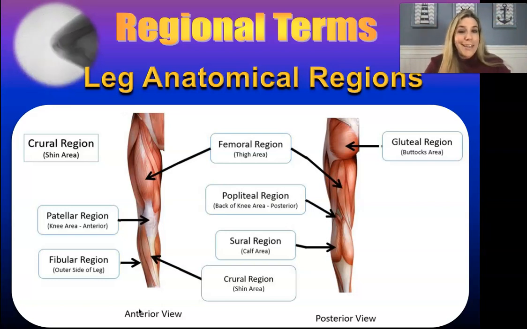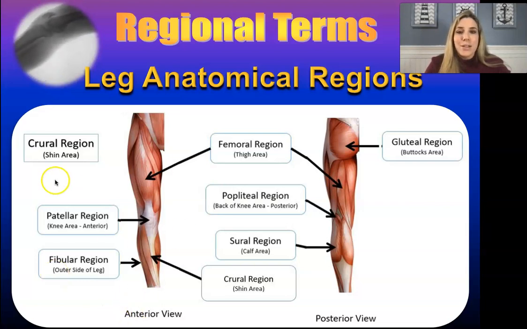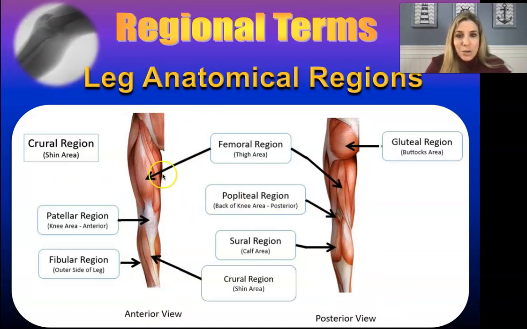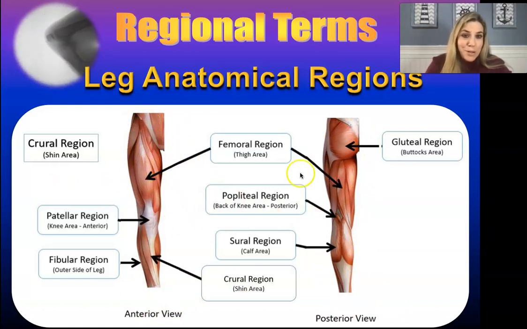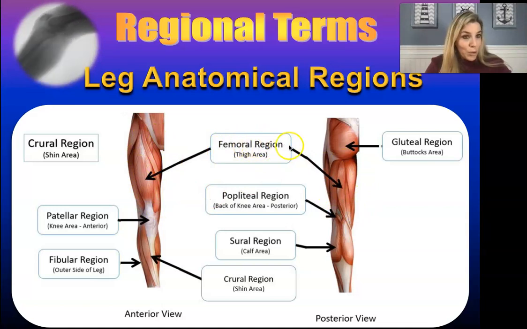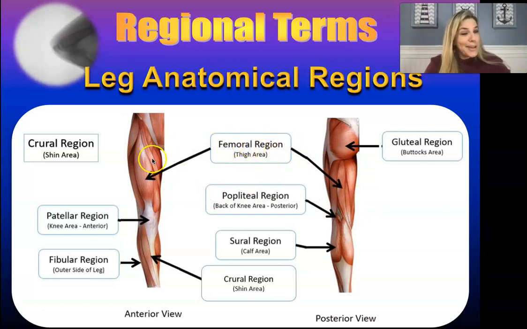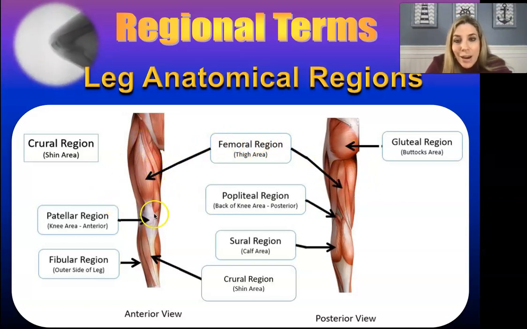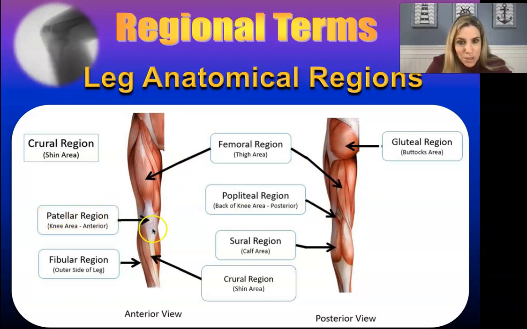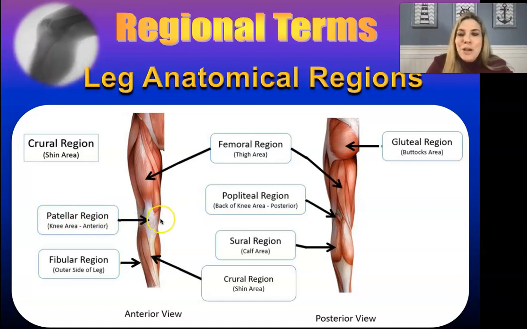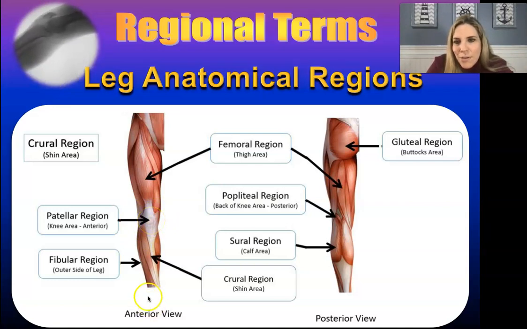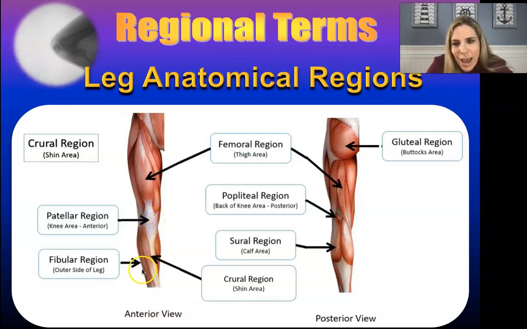Let's take a look at the leg anatomical regions now. So we have the anterior view over here and the posterior view over here. Looking at the anterior region, you start off with the thigh, right? So the thigh area is called the femoral region. And that's because the bone under there is the femur. The area for the knee is called the patellar region because the knee bone is called the patella.